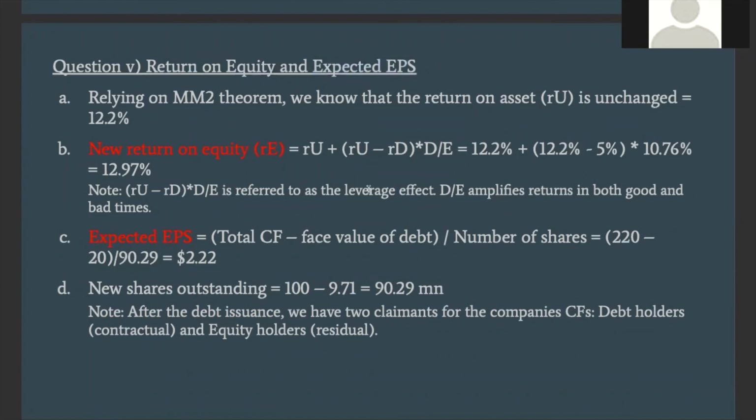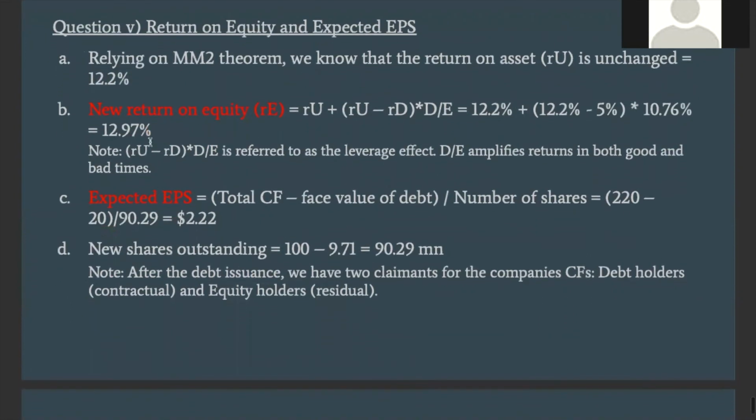Again, here we need to fall back on the Modigliani-Miller theorem. We know that the return on assets, sometimes called the unlevered return, is unchanged, and it was 12.2%. So it's still 12.2%. We need to find the new return on equity, and here we can use this formula, which is different from the CAPM but is also another way of finding the cost of equity. We know that the unlevered cost is 12.2%, the cost of debt is 5%, and the capital structure of the company now is 10.76%.